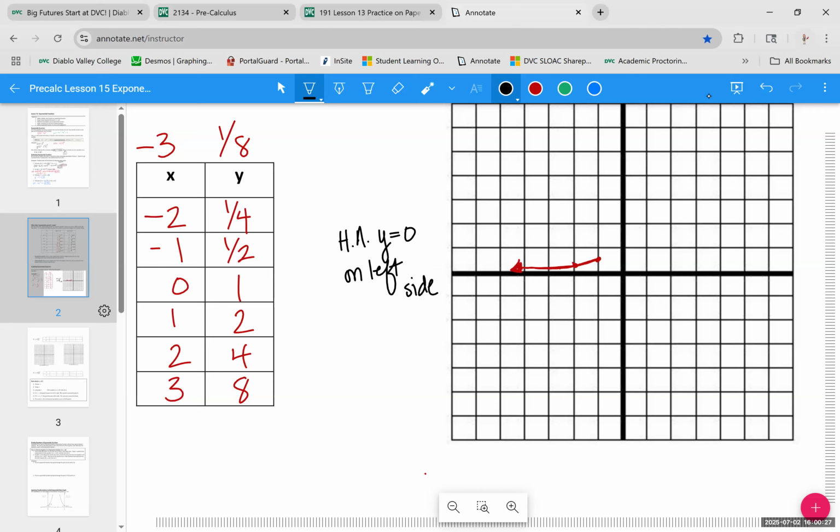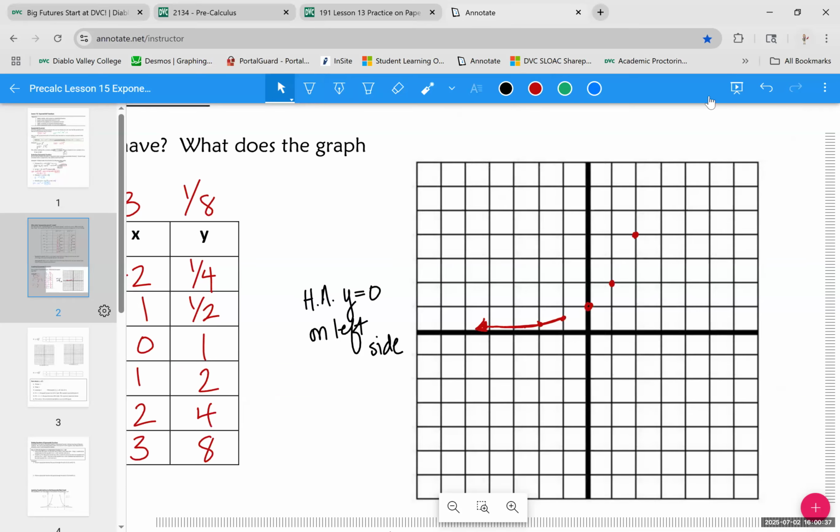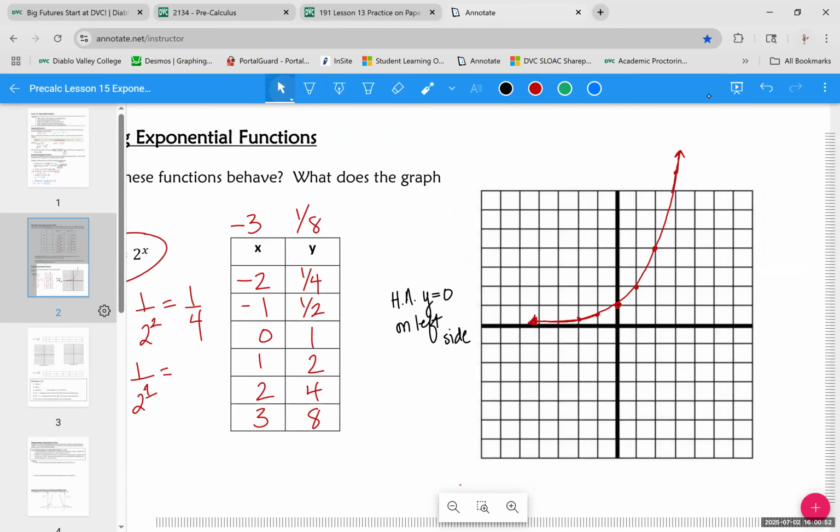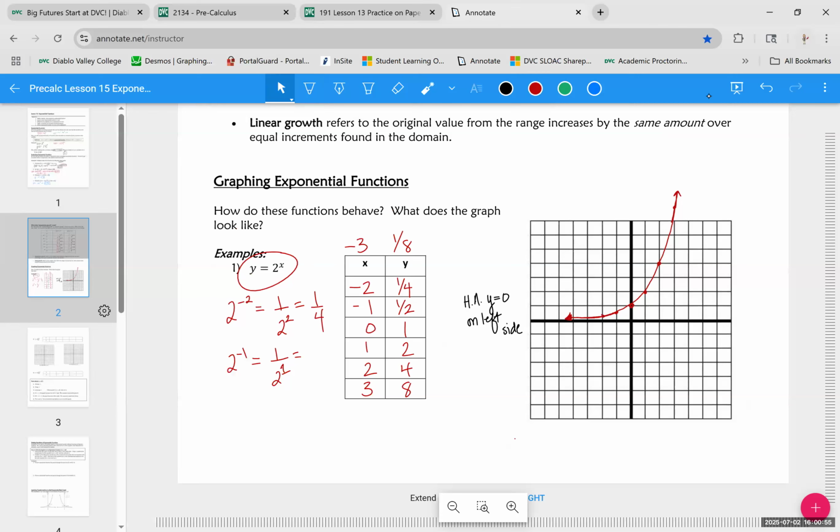If I graph the rest of these, 0, 1, 1, 2, 2, 4, I think I'm going to run out of room. 3, 4, 5, 6, 7. So it would be a little off the charts. So now you can see this growth that we're talking about, this very steep incline for this exponential function. And if it was a base 3 or 4, it would have the same pattern. It just would have gone up even faster the larger that base number is.